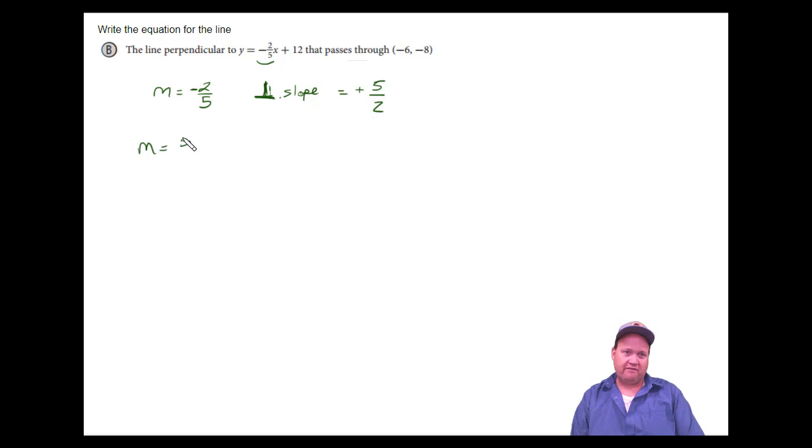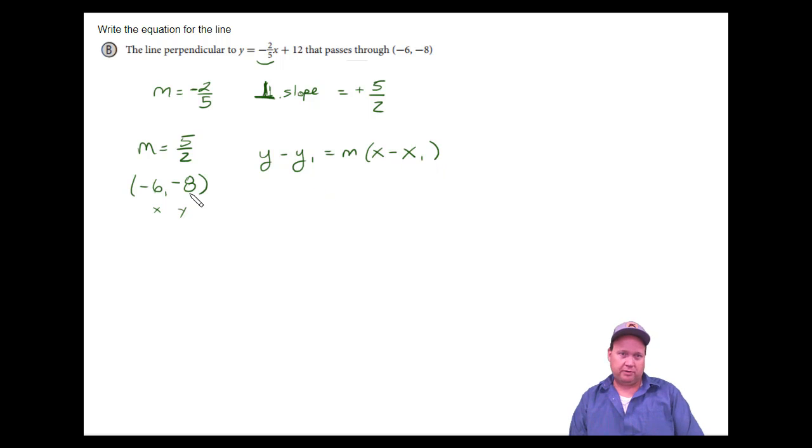So m is 5/2. And we're still going to go through this point. We've got a couple of negative coordinates, negative 6, comma, negative 8. And again, there's our x, there's our y, and we go right to the equation. y minus y1 equals m times x minus x1. Point slope, and we're going to get y plus 8 equals, we're going to use our perpendicular slope here, 5/2, times x plus 6. Now, to be done, let's distribute the 5/2 to both of those.